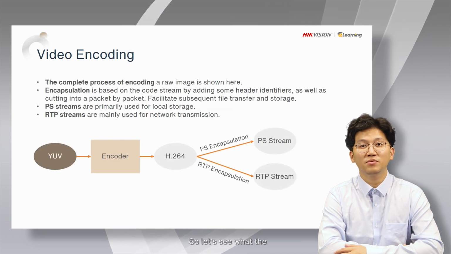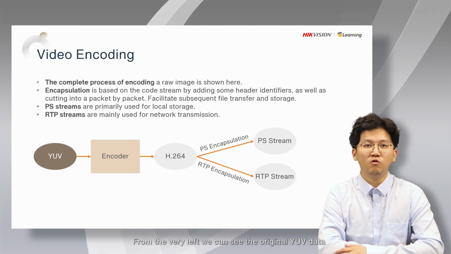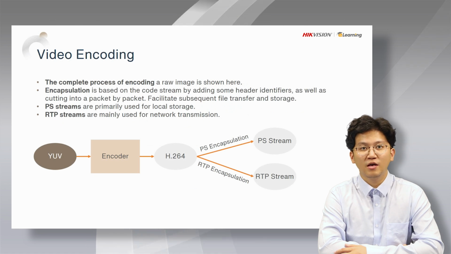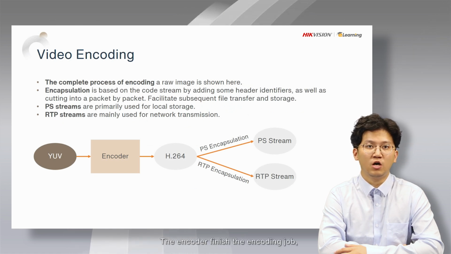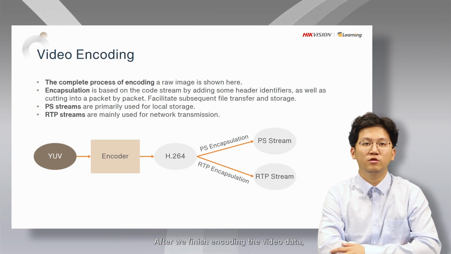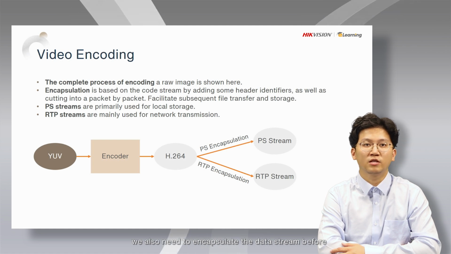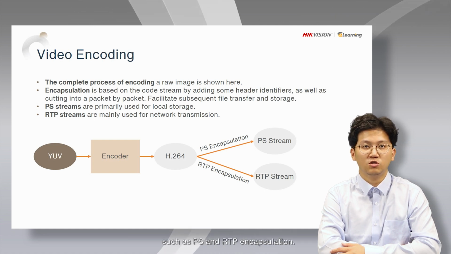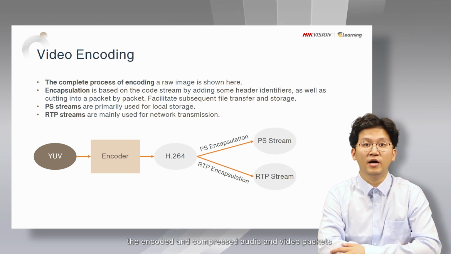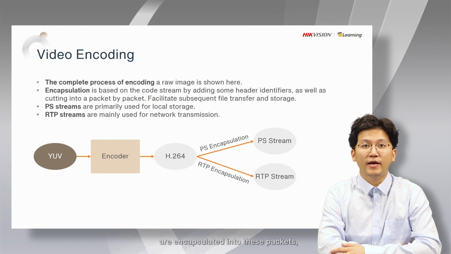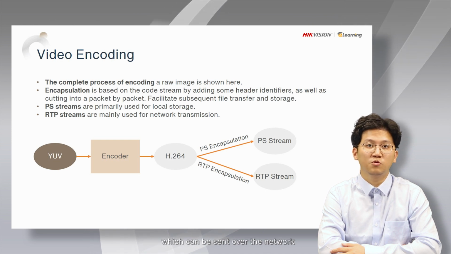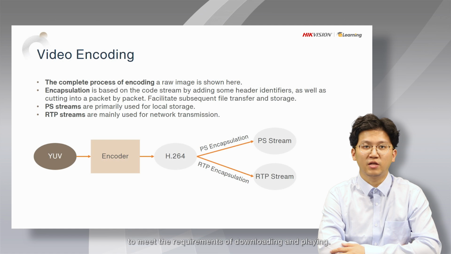So let's see the complete process of encoding. From the very left, we can see the original YUV data of the video, for example. Then the encoder finishes the encoding job and converts the data, for example, into H.264. After we finish encoding the video data, we also need to encapsulate the data stream before transmission, such as PS and RTP encapsulation. The encoded and compressed audio and video data are encapsulated into packets, which can be sent over the network to meet the requirements of downloading and playing.